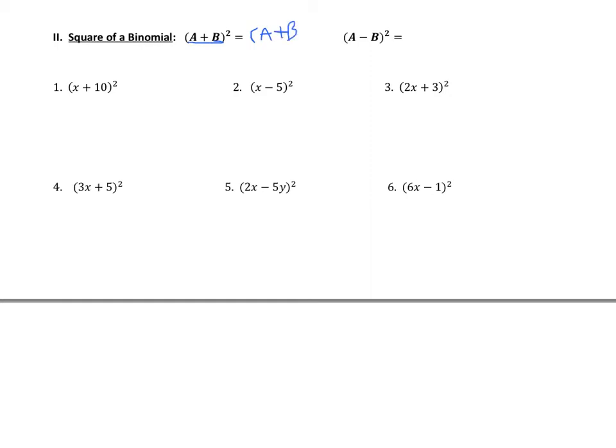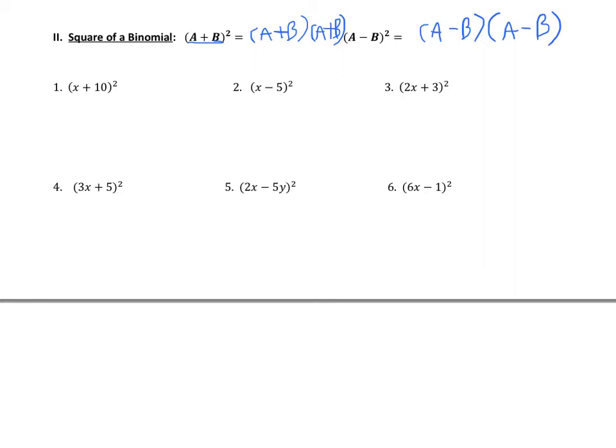Just like saying if you had 2 squared, it's 2 times 2. If you have a plus b squared, it's a plus b times a plus b. If you had a minus b quantity squared, that means you have 2 factors of a minus b. And then once you have that set up, you just FOIL it out. What a lot of students think they have to do is just square a and b, and that's not it. That's actually the previous pattern, the product of a sum and difference.